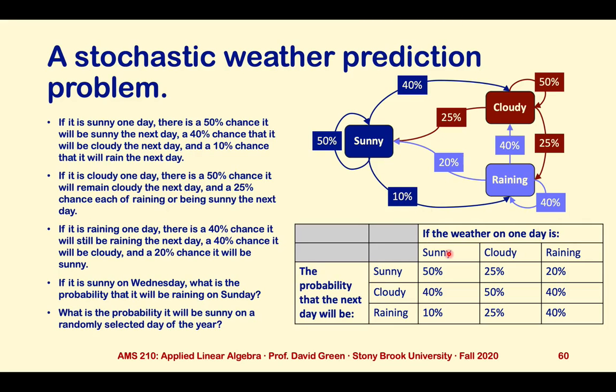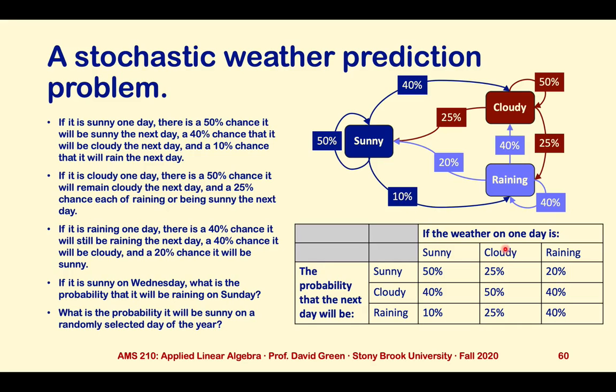If it was sunny, there's a 50% chance that it will become sunny. If it was sunny, there's a 40% chance it will become cloudy. If it was sunny, there's a 10% chance that it will become rainy. This column corresponding to all of the ways that we can end up after being sunny in a certain day adds up to 100.